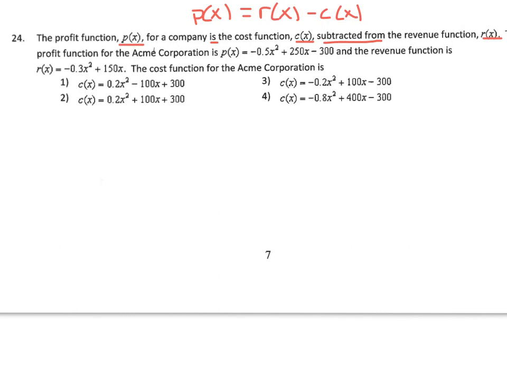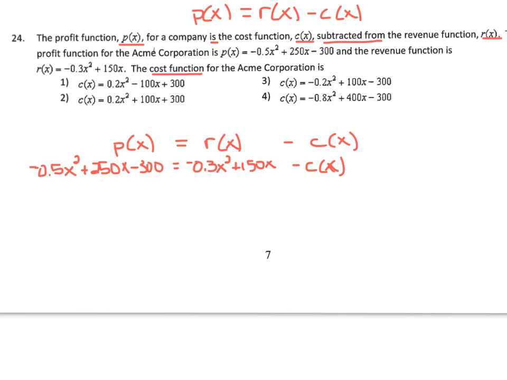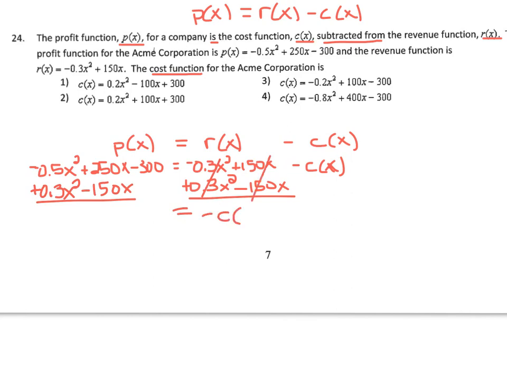They're asking us to find the cost function, so we're looking for the C of x within this formula. What I did here was I took what they said P of x was equal to and plugged it in, and I took what they said R of x was equal to and plugged it in, and now I'm going to solve for C of x. You could do it a couple different ways, but I'm going to add the 0.3x squared, and I'm going to subtract the 150x. On the right-hand side, this is going to cancel, leaving me with negative C of x.